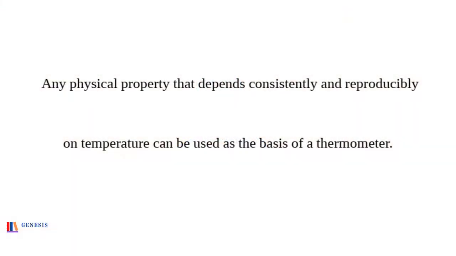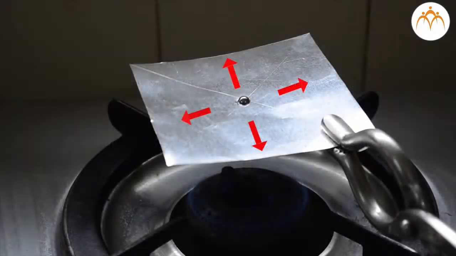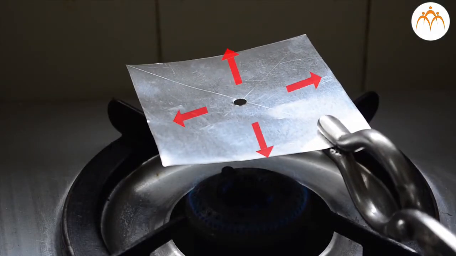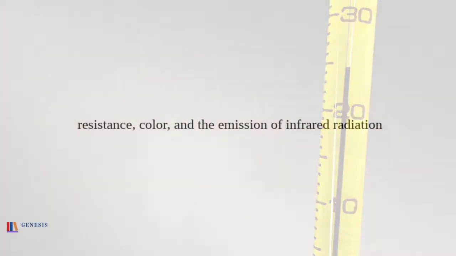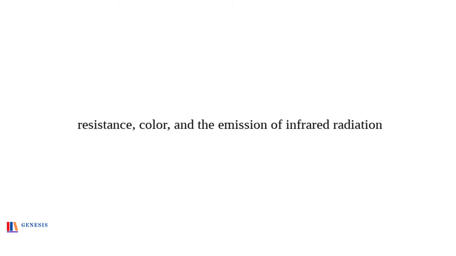Any physical property that depends consistently and reproducibly on temperature can be used as the basis of a thermometer. For example, volume increases with temperature for most substances. This property is the basis for the common alcohol thermometer and the original mercury thermometers. Other properties used to measure temperature include electrical resistance, color, the emission of infrared radiation, etc. Because a lot of physical properties depend on temperature, the variety of thermometers is remarkable.